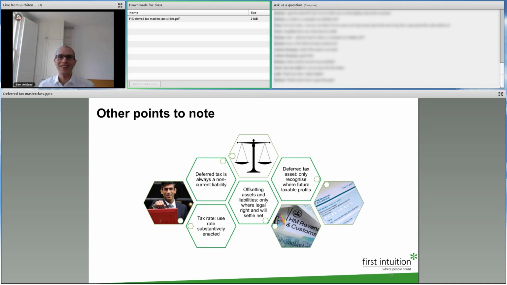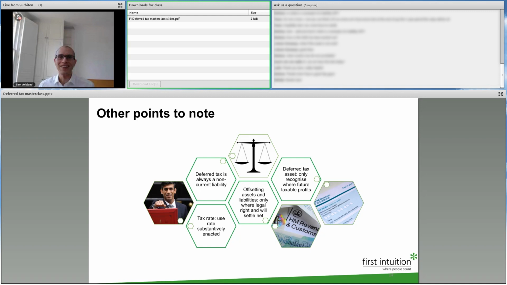Now, I'm just going to give you a few other interesting facts, as it were, about deferred tax, if there is such a thing. What have we got about interesting facts? Well, the deferred tax position on the statement of financial position, a deferred tax liability is always a non-current liability. Okay, so it's always a non-current liability. Don't know why, that's just what the accounting standard says.